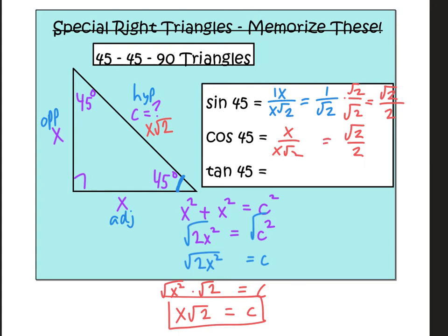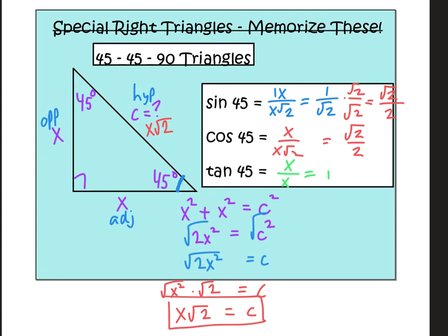And the other really nice thing about this, as far as having to memorize a bunch of stuff, the tangent for 45, opposite over adjacent, x over x, tangent of 45 is just 1. So that's kind of nice. We don't have to worry about root 3s and all that stuff. So the 45s, like I said, I think are the nicer of the two.